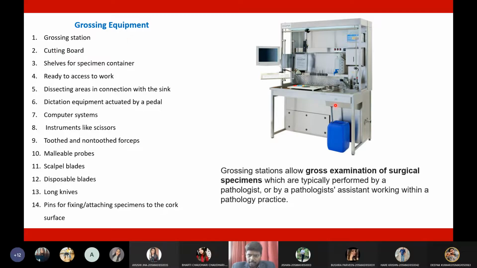The grossing station has a table, which is a cutting table. It has an attached water system, a sink, and the water is collected in a dustbin. It has a computer, a keyboard, and even recording equipment to measure. It has a light and ventilation to exhaust the vapor fumes of the tissue. It has a shelf to keep fixatives and solutions. Everything necessary for examining a tissue is available in the grossing station. If our lab doesn't have a grossing station, then we can keep individual equipment.